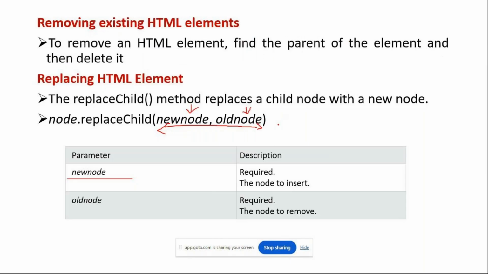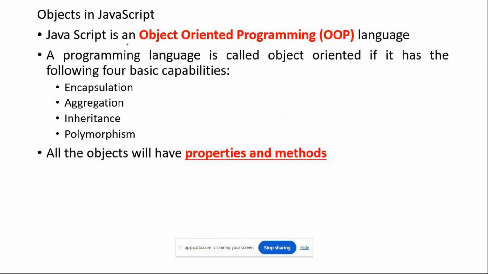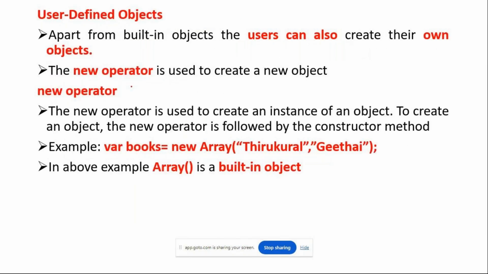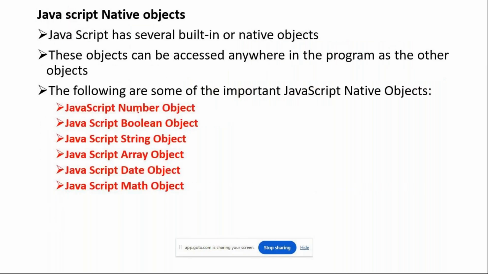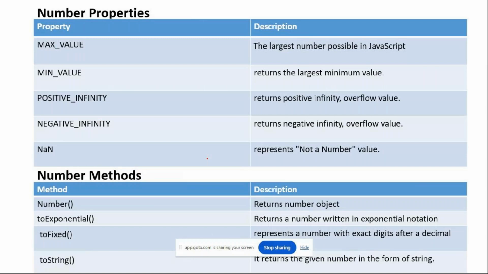Okay, so that's all about the properties and methods of different types of code. Then we have objects. You have different types of objects in JavaScript. We'll see them: number object, boolean object, string object, array, date, and math object. These are the different types of objects in JavaScript. When you take number objects, it has certain properties like maximum value, minimum value, positive infinity, negative infinity, NaN. NaN stands for not a number. Then it has certain methods like toExponential, toFixed, toString.